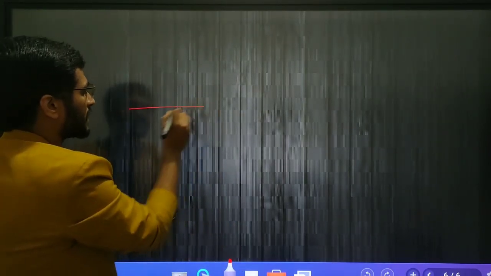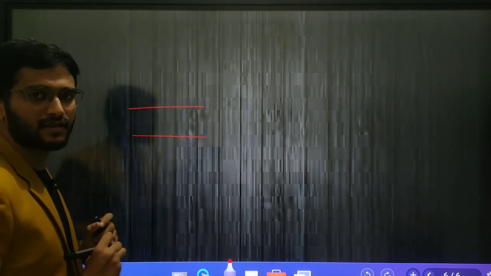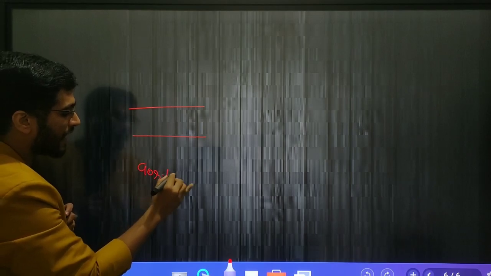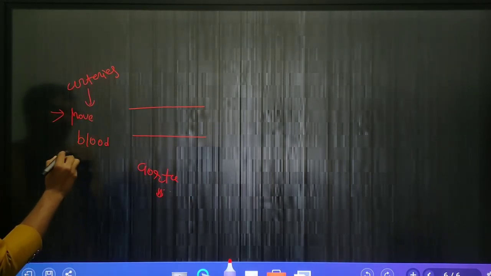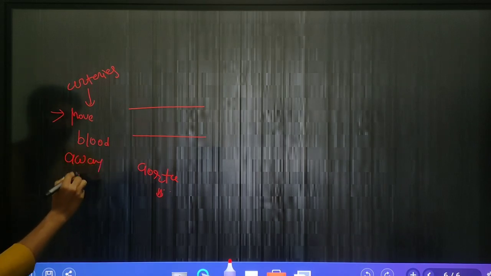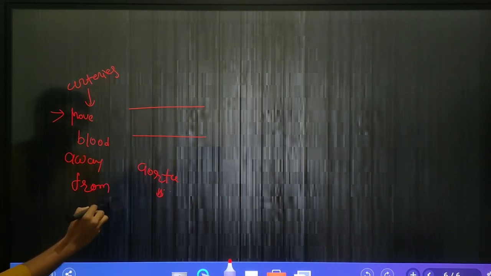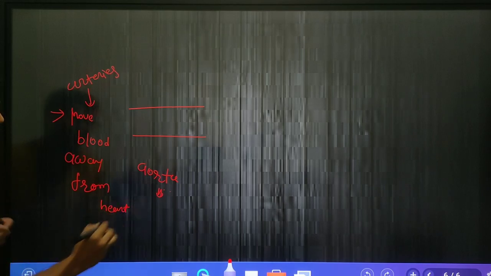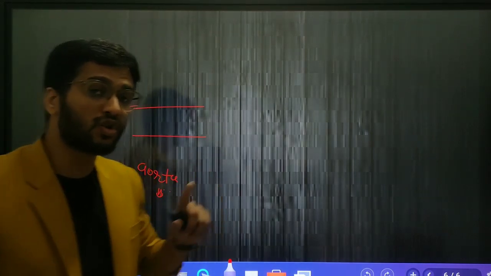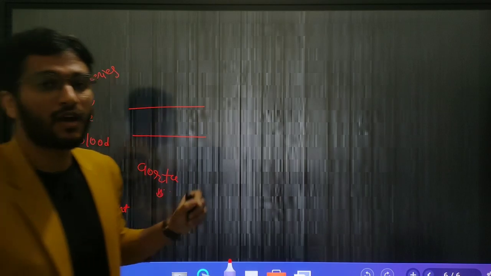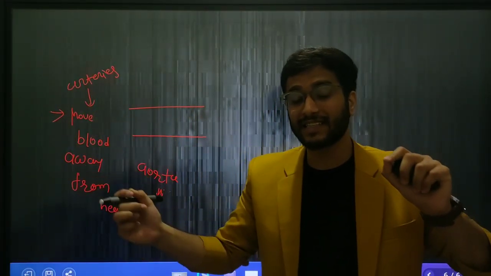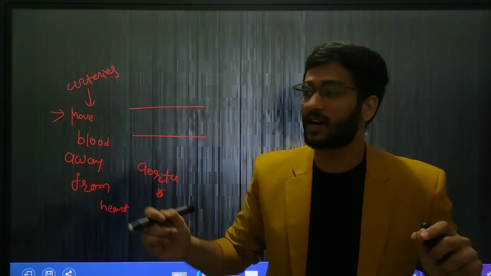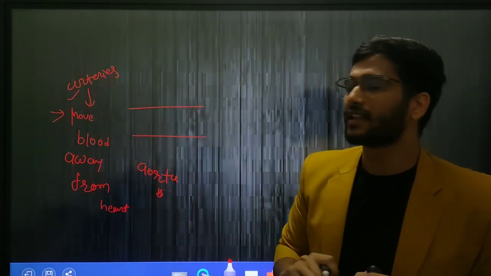Let's learn about some terminologies related to blood vessels, right? The biggest artery is the aorta, and arteries are those vessels that carry blood away from the heart. Those vessels responsible for the movement of blood away from the heart, whether it contains deoxygenated or oxygenated blood, are known as arteries.